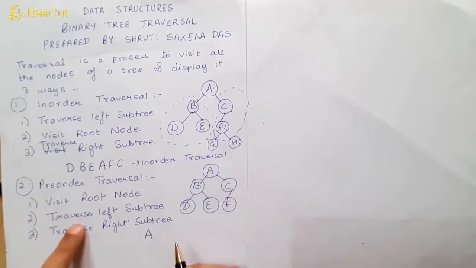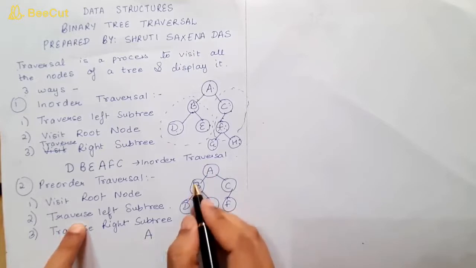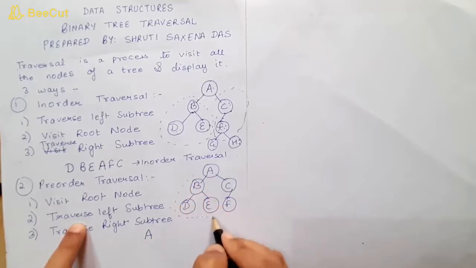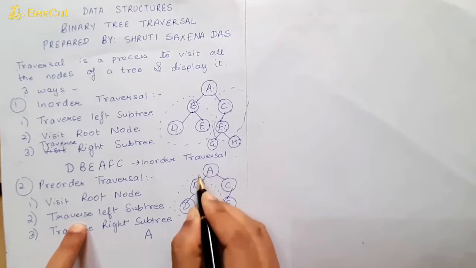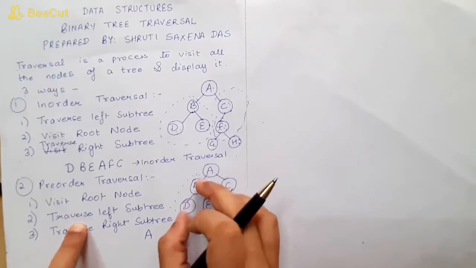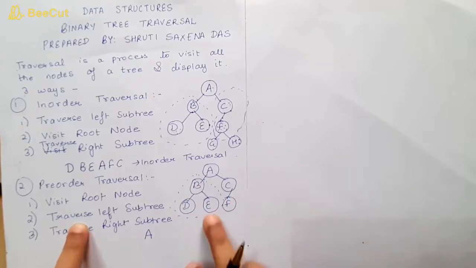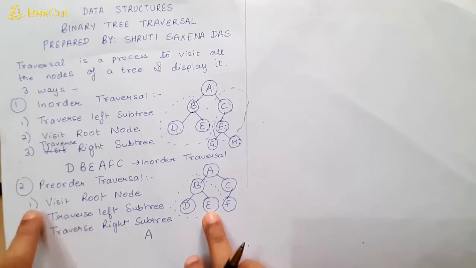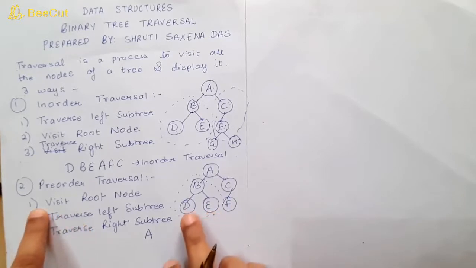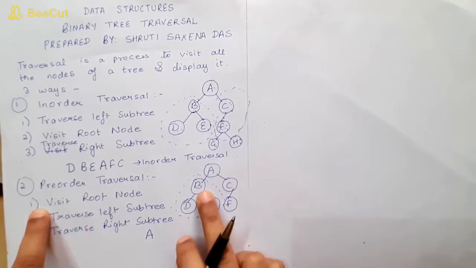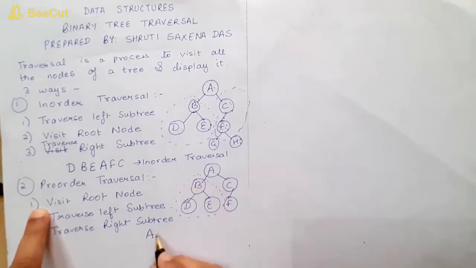Then control will go to the left subtree of A. Left subtree means this part. Now you have to treat this part as a separate tree. Again we have to apply pre-order in this. So for applying pre-order, again we have to start from step 1. So we have to visit root node first. What is the root node in this left subtree? B. So B will be visited.